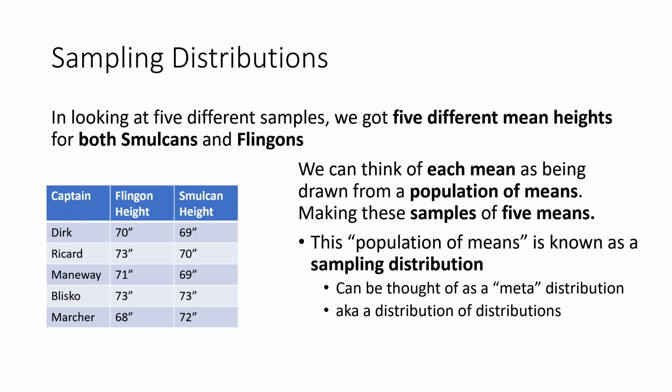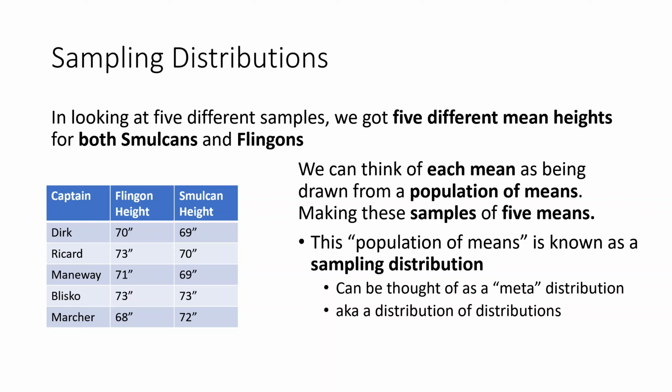This is an example of a sampling distribution. So we've looked at 5 different samples, and we got 5 different mean heights for both Smolkans and Klingons. This is because samples tend to vary around the populations. And we could think of each mean from each sample as being drawn from a population of means, making these samples of 5 means actual observations from a population.